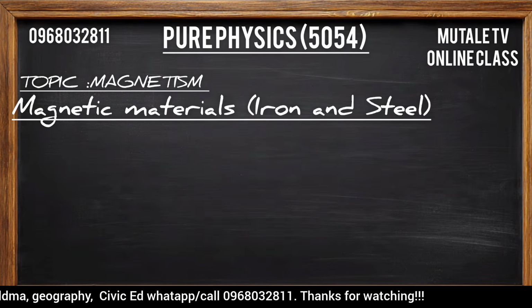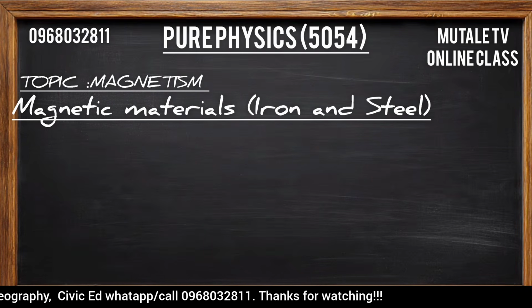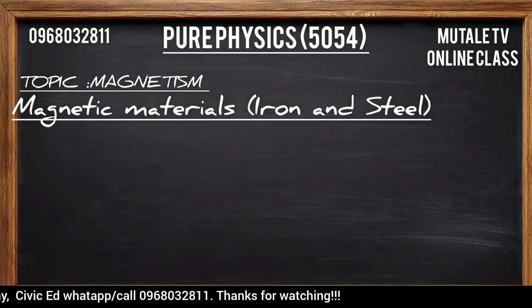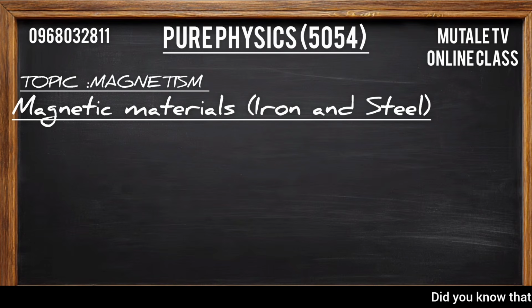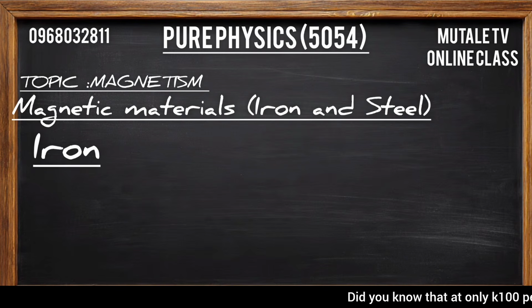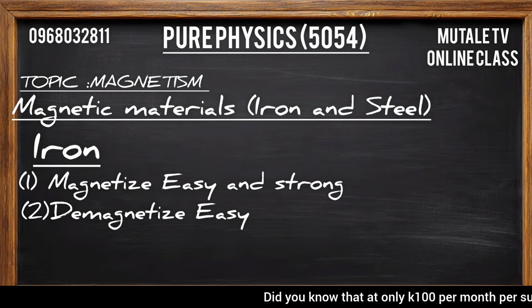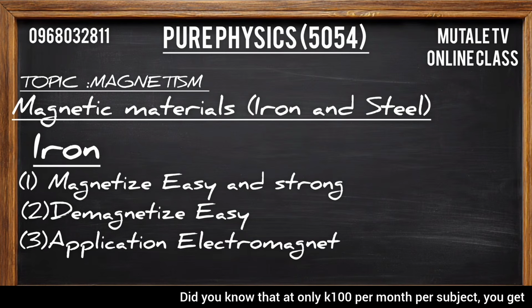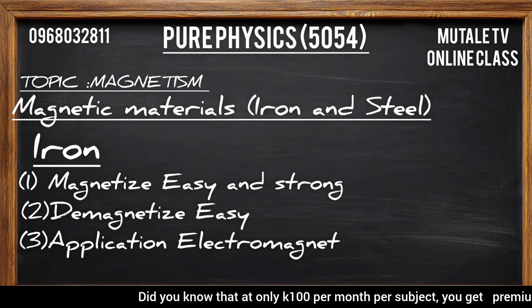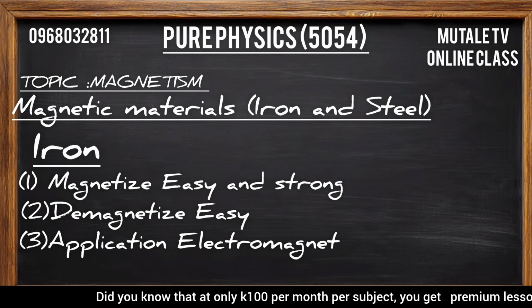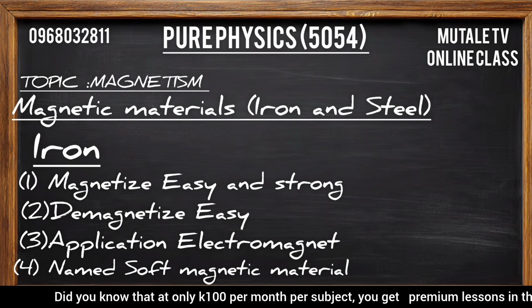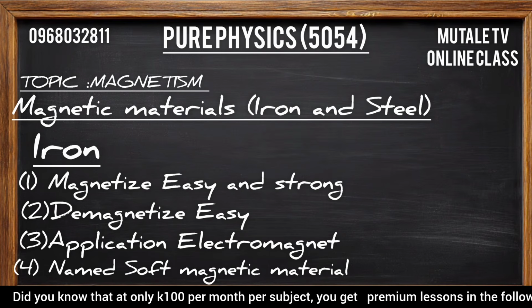Then the other thing we should look at is magnetic materials, specifically iron and steel. Iron and steel are common magnetic materials, but they have different properties as shown below. Looking at iron, in terms of magnetization, it is easy and strong. In terms of demagnetizing, it's very easy. In terms of application, it is used in electromagnets, for example in transformers and in the electric bell. In terms of naming, iron is a soft magnetic material.